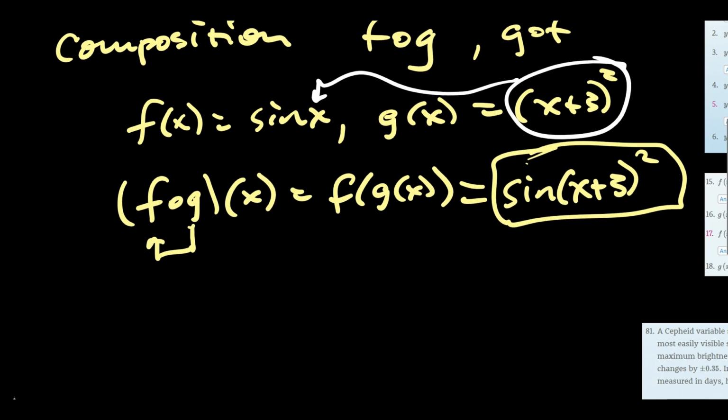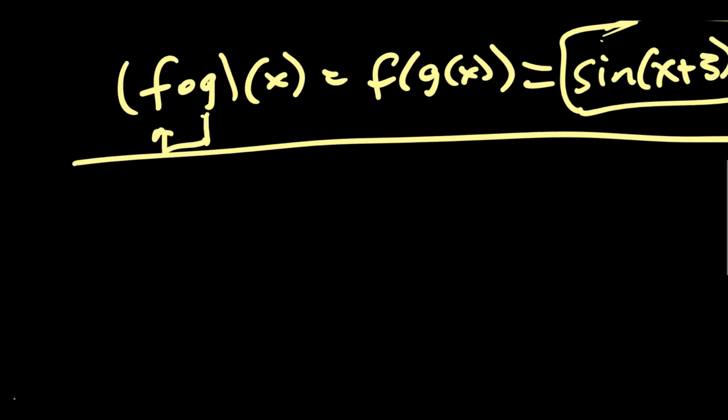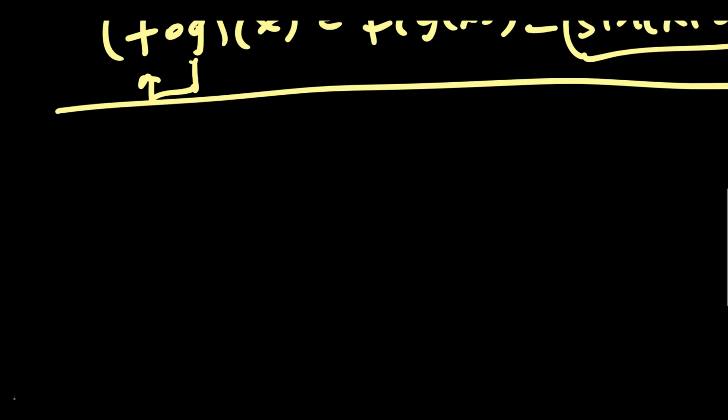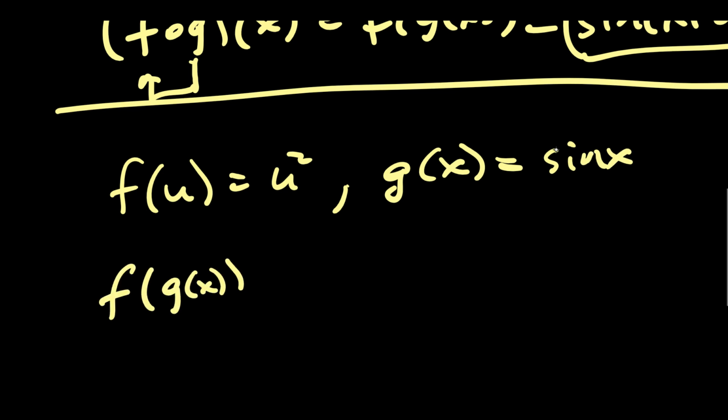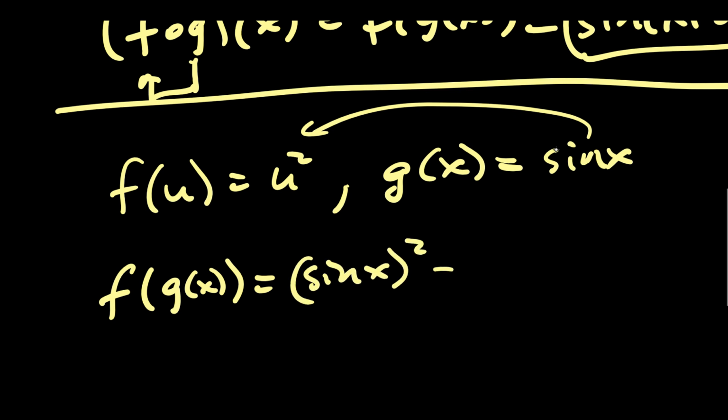You could also make something like, for example, you could say f of u is, let's say, u squared, and then g of x is sine x. So then f of g of x is, you plug sine x into that u squared, and you would get sine of x quantity squared, or just sine squared of x. So this is a composition of two functions.